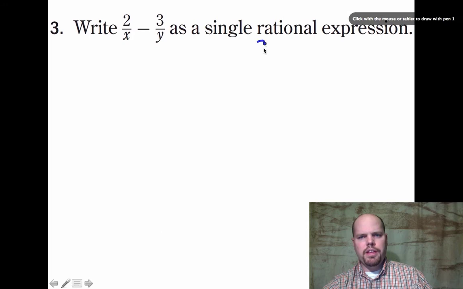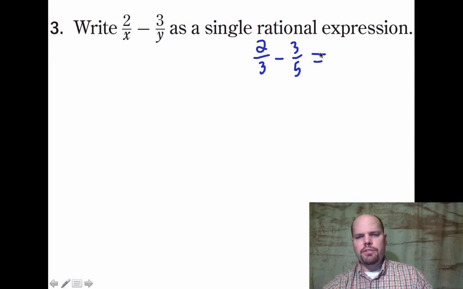So think about if it was 2/3 minus 3/5. You would never, I would hope you would never say this is 2 minus 3 over 3 minus 5. Oh, so this is equal to 1/2. I hope you would not say that, and I hope you would not apply that to this, because why can't you do that? Well, you don't have a common denominator. So don't do that.